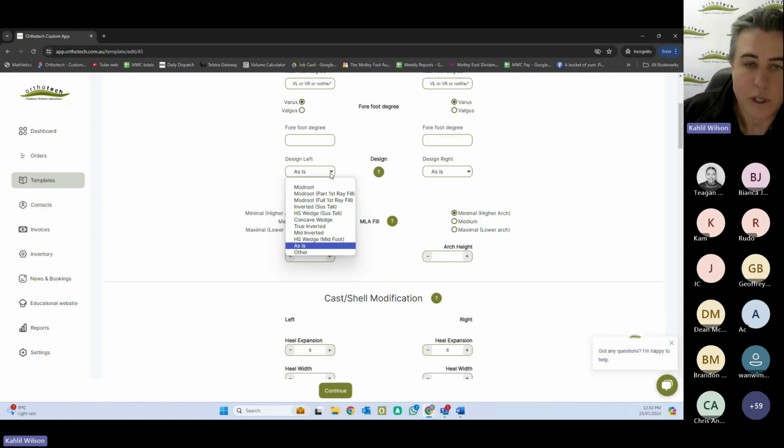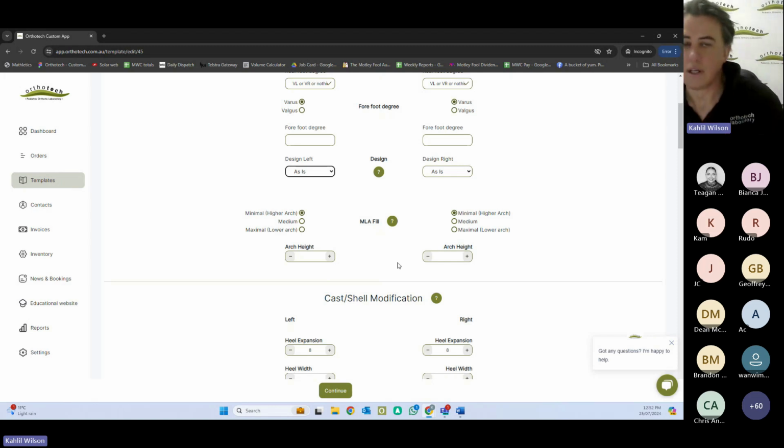As-is device, or you can choose other and go to an accommodative device, but we've chosen as-is for this, keeping the arches nice and close to the foot, keeping in mind that some of the arches in a CMT can get quite large and take up a lot of room in the shoe, so you may need to reduce that down.